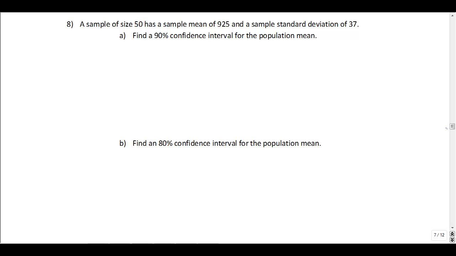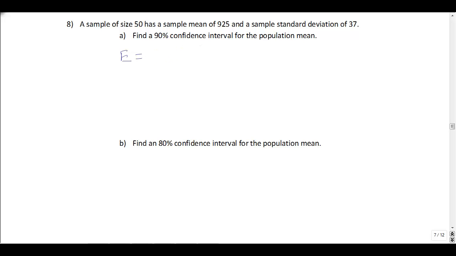Okay, next one. Sample of size 50 has a sample mean of 925 and a sample standard deviation of 37. We're going to find a 90% confidence interval for the population mean. So what we're going to do is build our confidence interval. General setup here is our margin of error. Switch to the darker blue here. So our margin of error, it's going to be generally some critical value times the standard error.